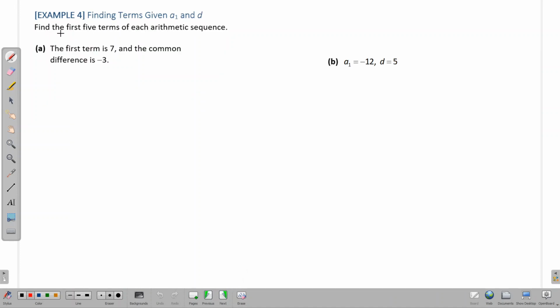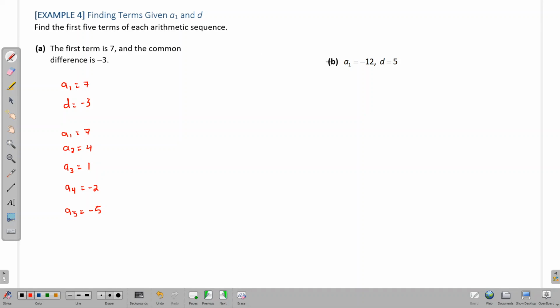Okay, next example says find the first 5 terms of each arithmetic sequence. So we're told it's arithmetic, we don't have to test for that. Okay, it says the first term is 7, so I'm going to just record that. A1 is 7, and common difference D is negative 3. So record this again, we got 7. The common difference is saying what we're adding each time. So A2, we're going to add negative 3 to that, so we'll end up with 4. A3, we're adding negative 3 to this, so we get 1. A4, add negative 3 to the 1, you get negative 2. A5, add negative 3 to that, and you get negative 5. Okay, and that's all that asks us to do. Each time we're just simply adding negative 3.